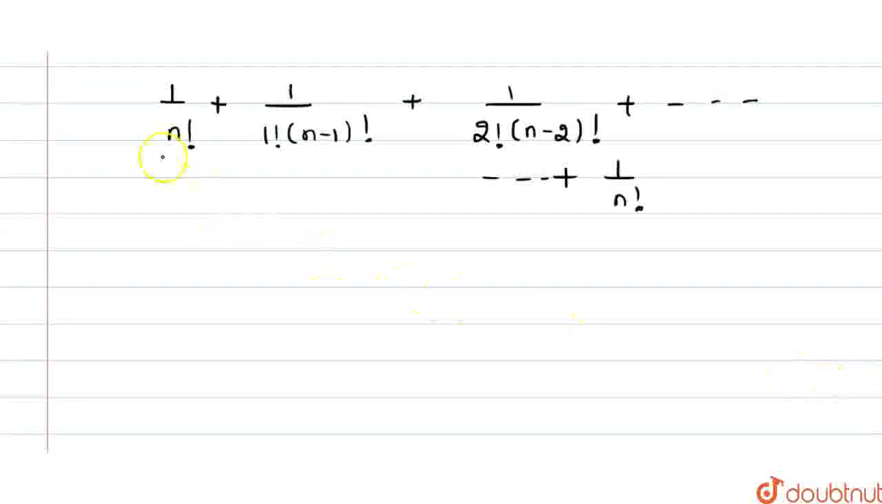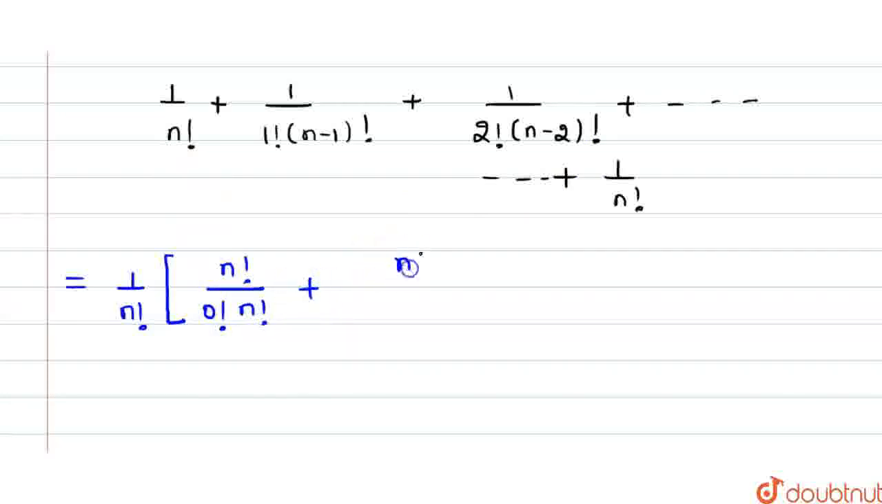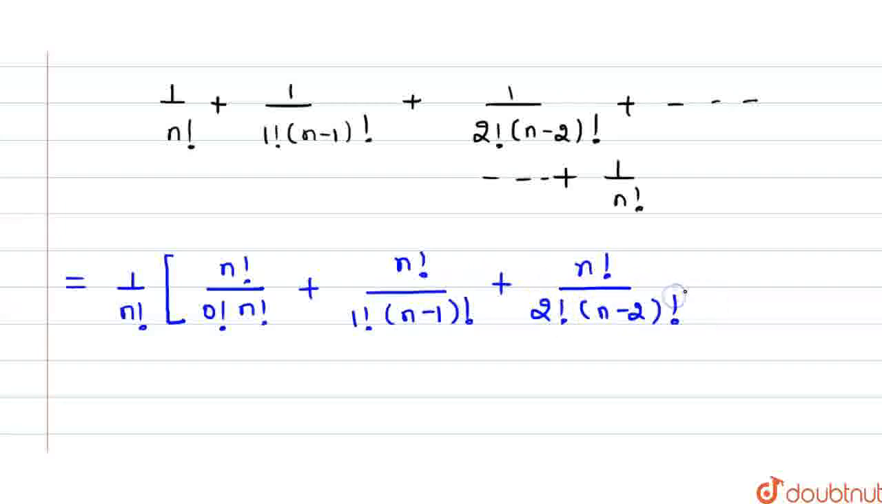Now, if we multiply and divide by n factorial, then what am I doing? I am multiplying and dividing by n factorial in the whole expression. So, this will be n factorial by, since 0 factorial is 1, I can write 0 factorial here, into n factorial, plus this will be n factorial divided by 1 factorial into n minus 1 factorial. This will be n factorial divided by 2 factorial into n minus 2 factorial and so on up till the last term will be n factorial upon n factorial.